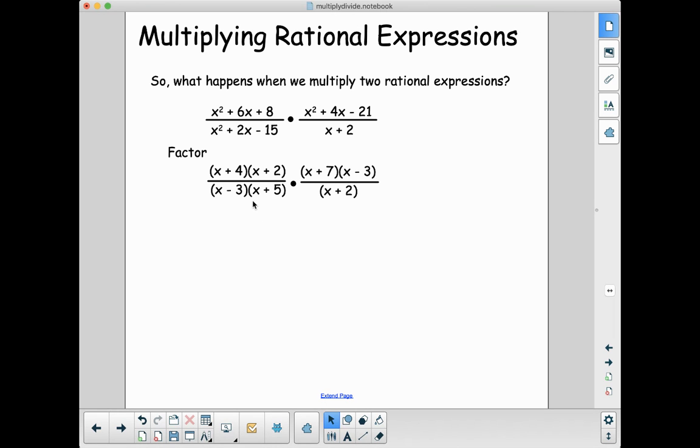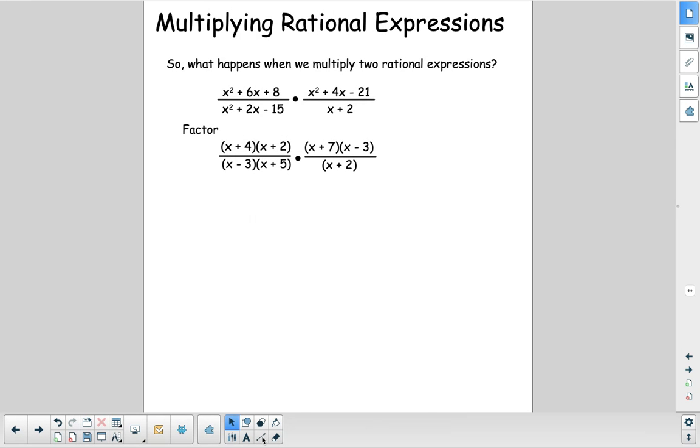From here, just like before when we were simplifying, we can cancel things that are alike in the numerator and the denominator. The only thing that's a little bit different is we can cancel anything in the numerator with anything in the denominator. It doesn't have to be in the same fraction, it can be over here. So this x plus 2 down here can cancel with this one up here. Anything in the numerator can cancel with anything in the denominator. So this x minus 3 can cancel with this x minus 3. Now there's nothing else that's alike, so that will be my most simple form.